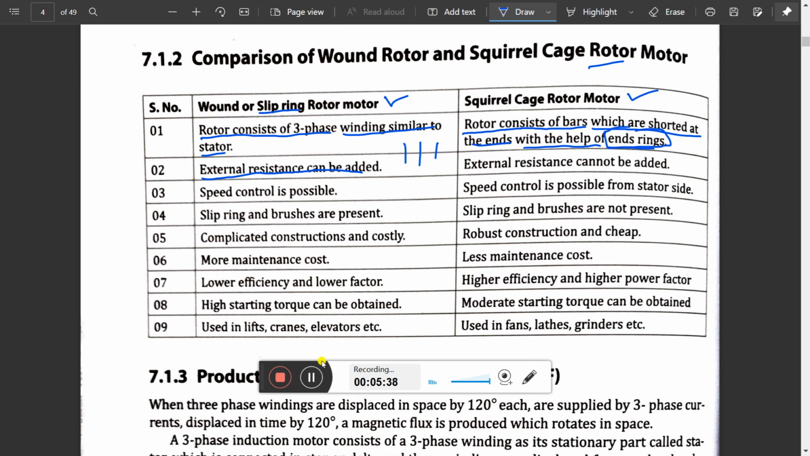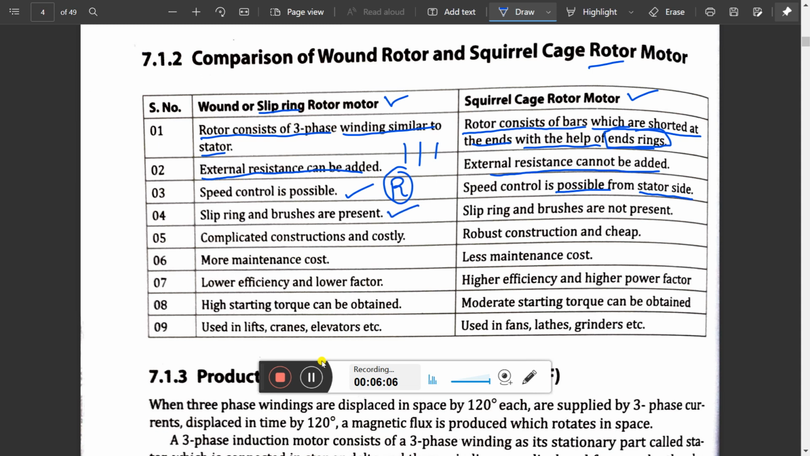But in this case there is no external resistance connected. The speed control will be possible by using external resistance. This is very important. In this case there is no speed control from the rotor side, only possible from the stator side. Why? Because there is no additional resistance in this case. In slip ring motors, slip rings and brushes are present.